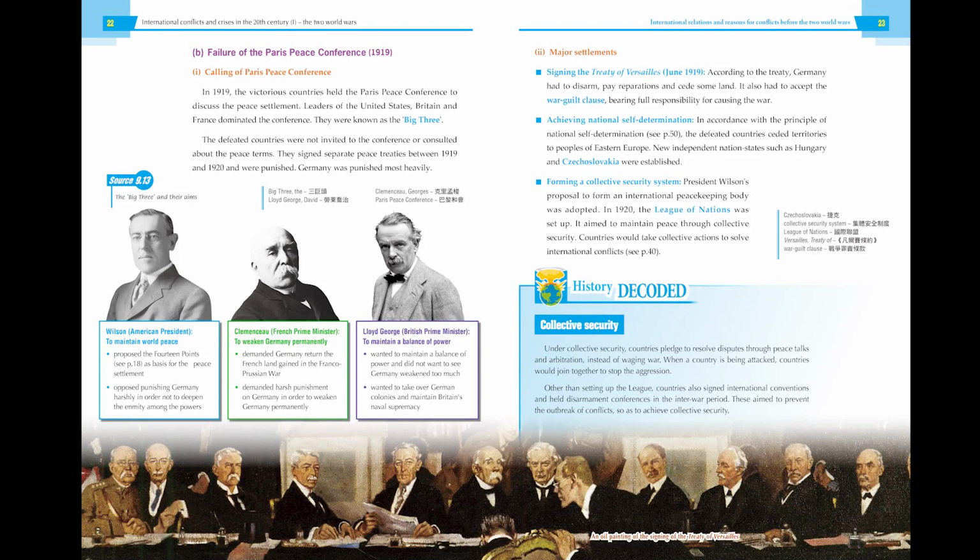Other than setting up the League, countries also signed international conventions and held disarmament conferences in the interwar period. These aimed to prevent the outbreak of conflicts so as to achieve collective security.